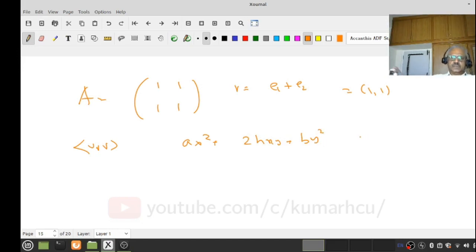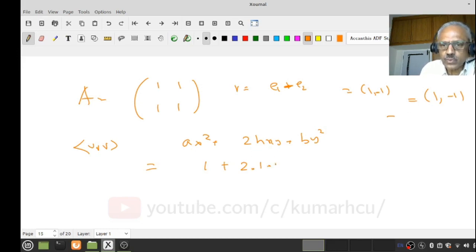Yes, okay. So let me look at e1 minus e2 then. So this is (1, minus 1). Therefore what is A? A, h, b, they're all 1. x squared, x is 1, therefore this is 1. And plus 2, what is h? h is 1. And what is y? That is 1. But y is minus 1. And plus b is 1, y squared is 1. Therefore this is 1 minus 2 plus 1, that is 0. And remember, e1 minus e2 is not a 0 vector.